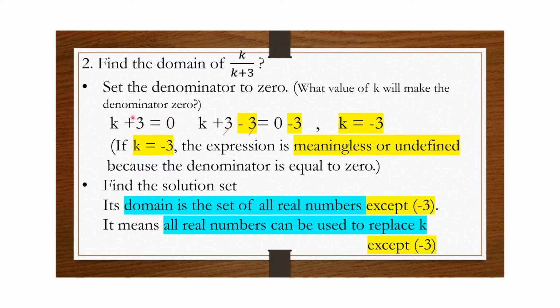Since we have 3 here, dapat k lang ang maiwan dito. We will use the addition property of equality. Okay, we'll add a negative, or subtraction. Parehas lang yan. So, mag-subtract tayo dito sa left side, mag-subtract 3 din tayo sa right side. This is k plus 3 minus 3. That will become 0 na. 3 minus 3 is 0. What is left there? k na lang. 0 minus 3 here becomes negative 3.